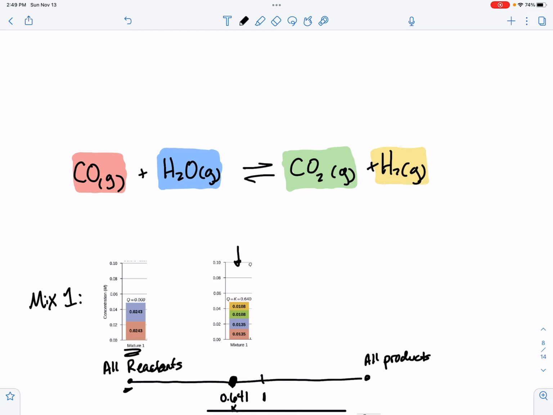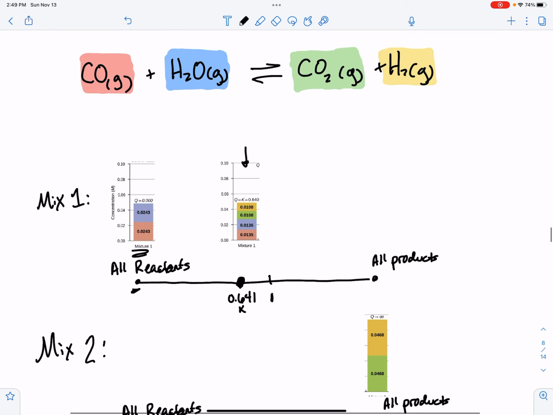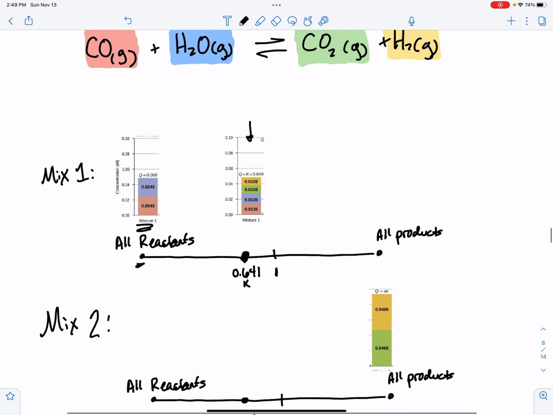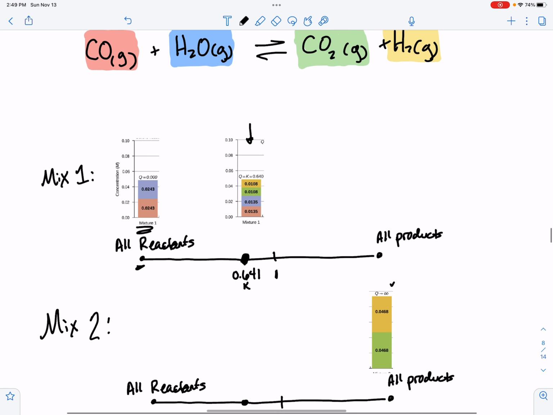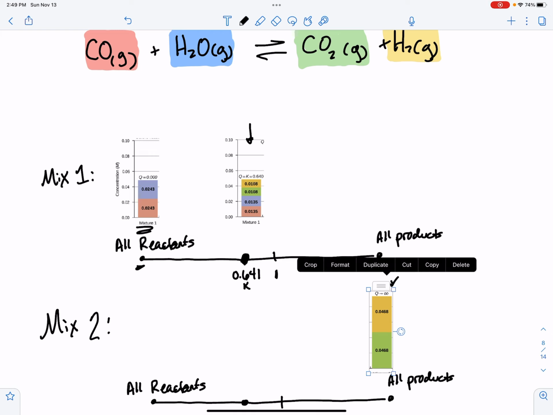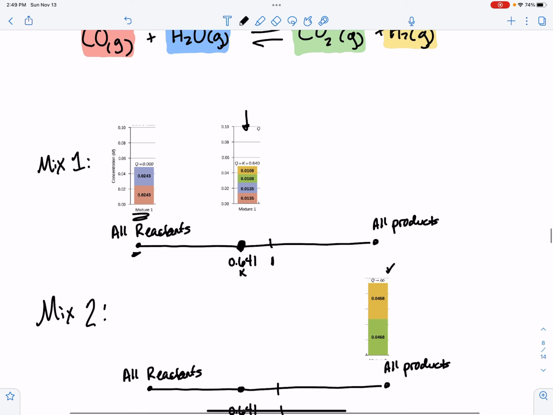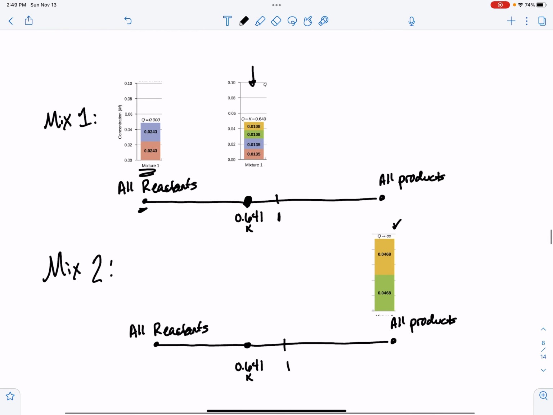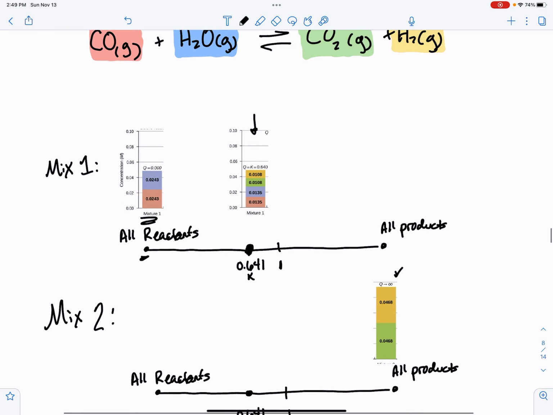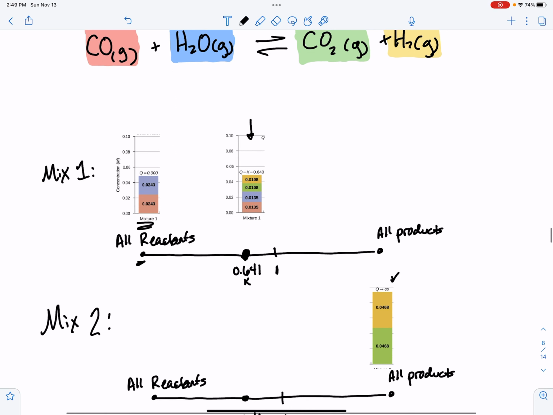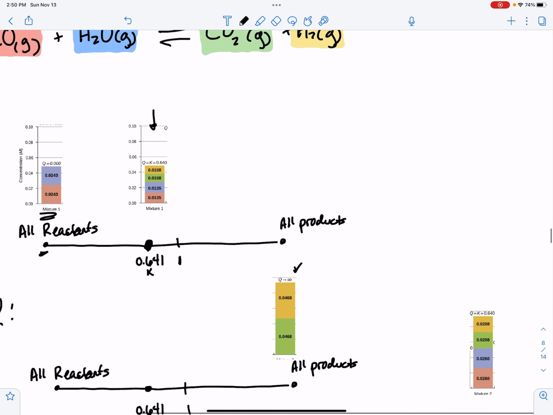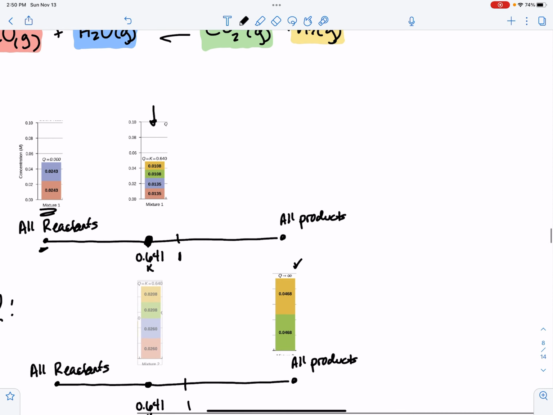And then let's see what happens if you start with all products. In a way, this is like thinking of the reaction backwards. If you just have a mixture of the two things on the right, and remember there's your K value right here, that's still going to form an equilibrium, and they're going to shift in to the left position. And this is how this one ends up looking.